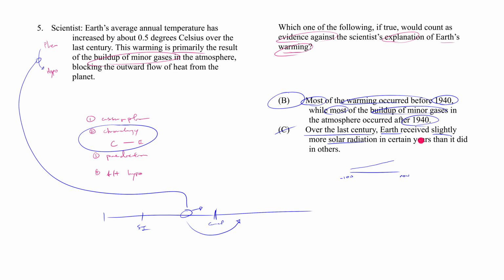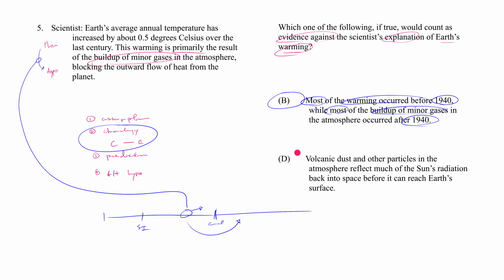C just says Earth received slightly more in certain years. So really the graph could look something like this. From year to year, you're getting different amounts of solar radiation, and that's normal. And what bearing does that have on whether buildup of minor gases is the cause of the global warming that we measured? The answer is no bearing at all.